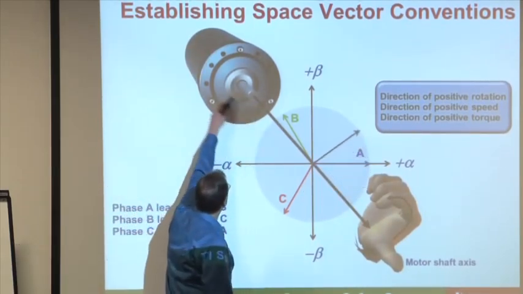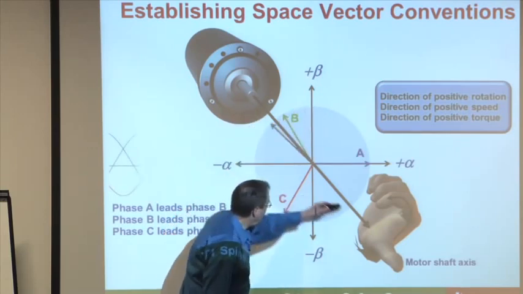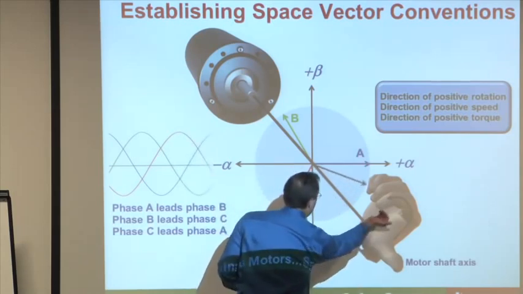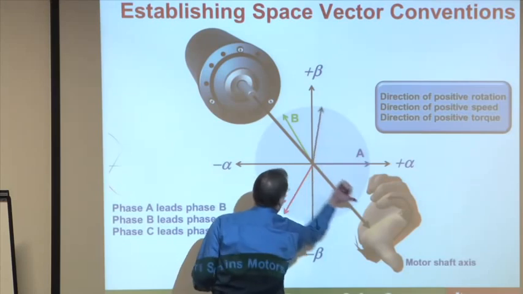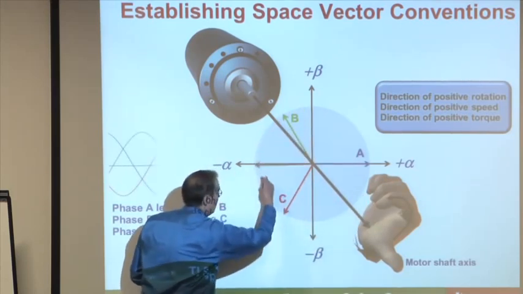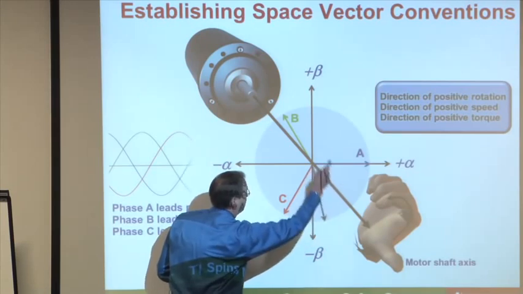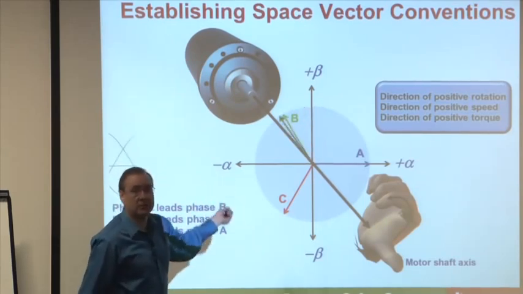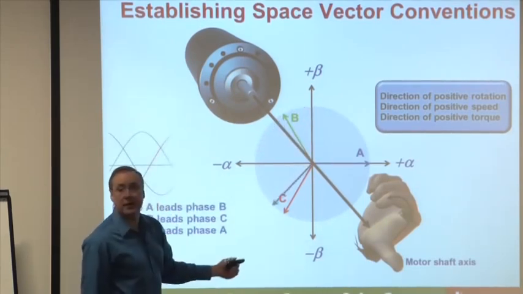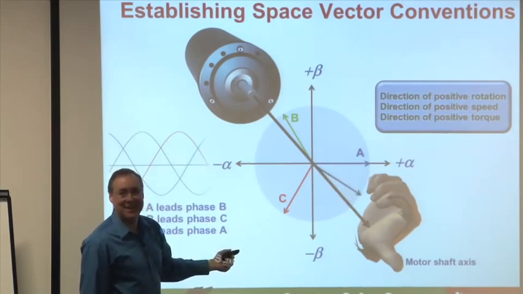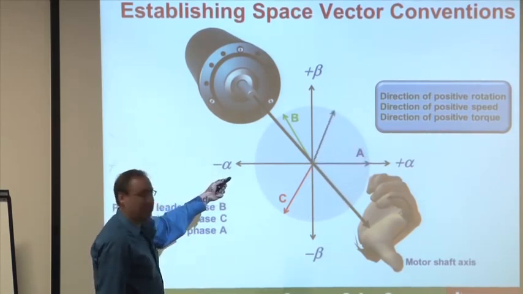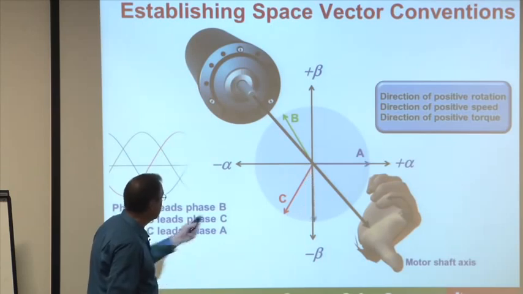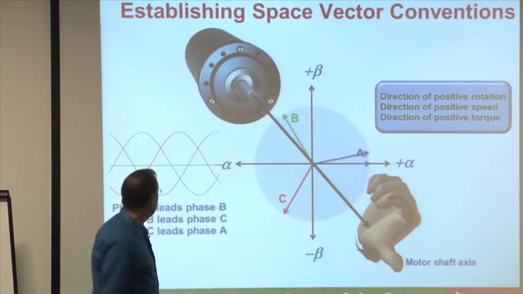If this is my motor, the front of my motor right here, I can establish which direction positive rotation is. So if my thumb is pointing in the direction of the motor shaft, positive rotation is going to be counterclockwise. This would be positive direction, positive rotation, positive speed, positive torque. Sometimes my world is flipped backwards, but I'm glad you caught that one, because that was supposed to be counterclockwise. If it's going clockwise, of course, that would be going in the negative direction.